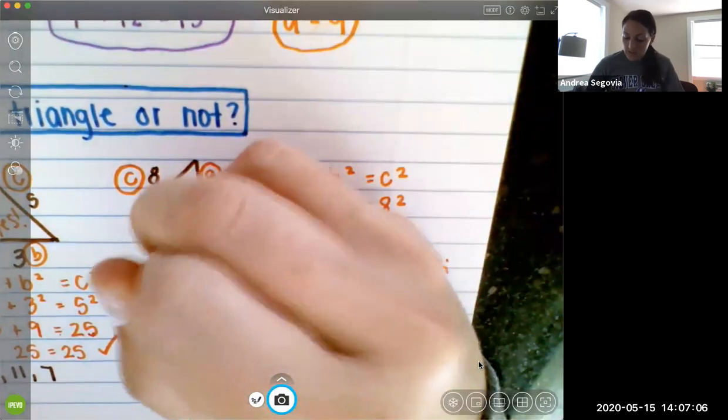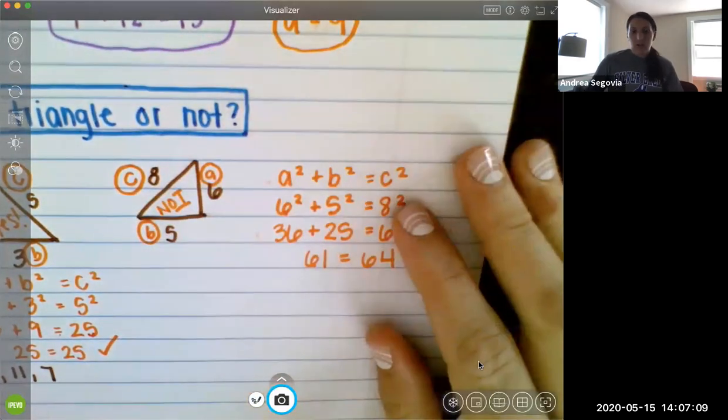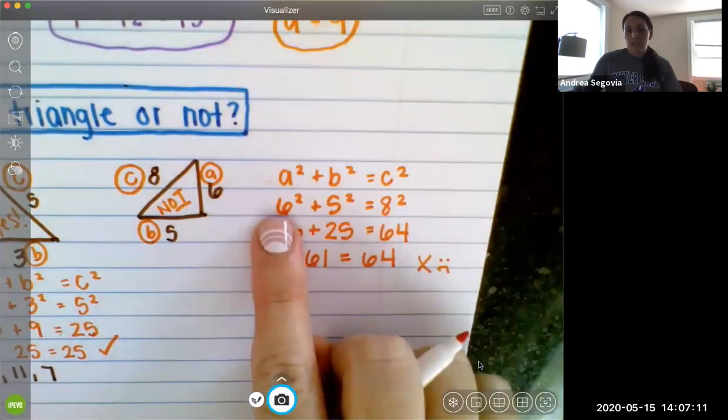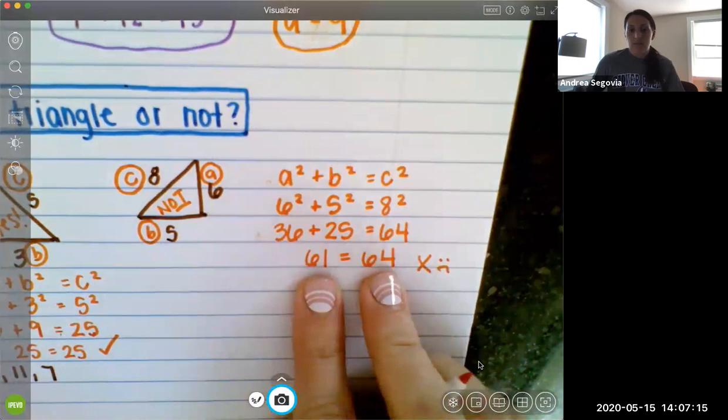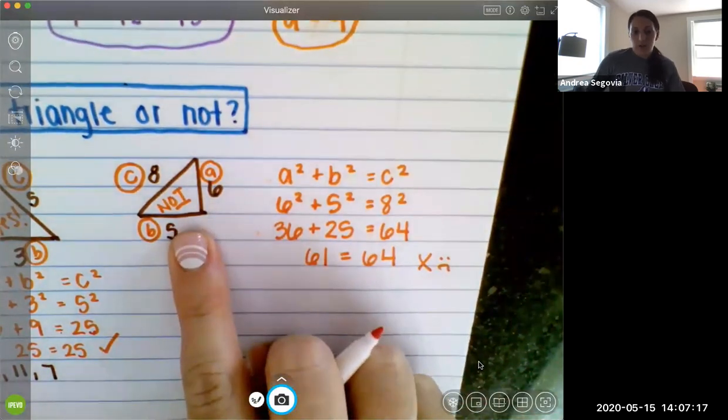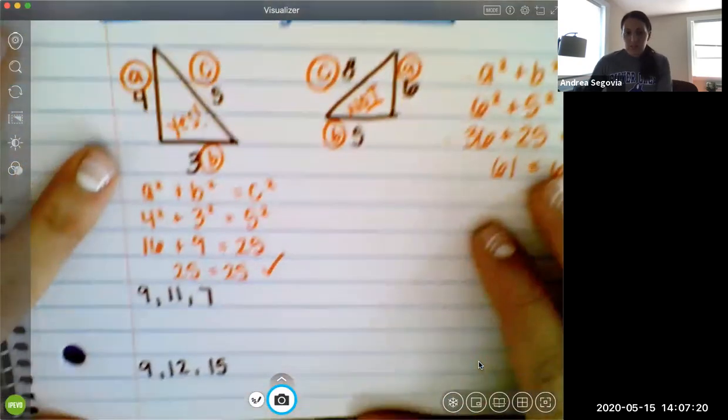So this is not a right triangle. See how I plugged my numbers in and I simplified and solved all the way down to get a not true equation. That makes this not a right triangle. Let's do two more examples over here.